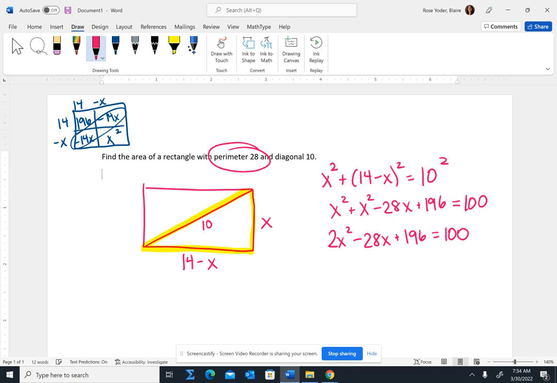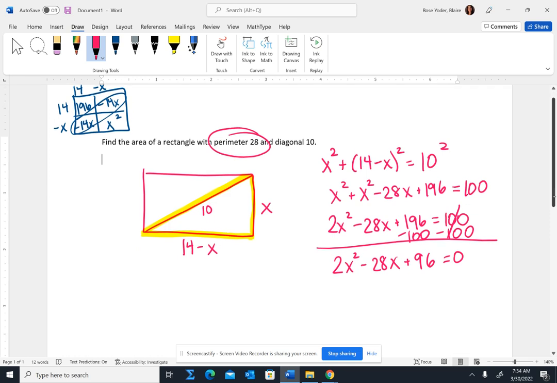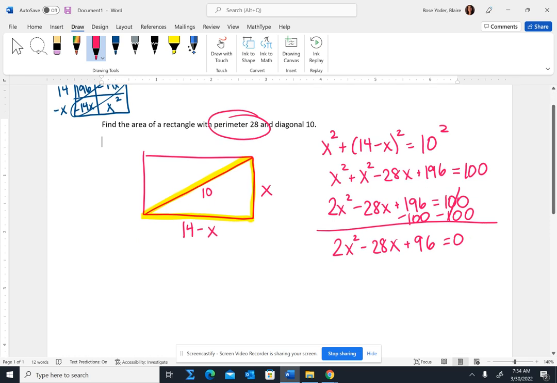Well, what do we know about solving quadratic equations by factoring? We have to get them equal to 0. So I'm going to go minus 100 on both sides. We've also learned that if everything in the equation is divisible by 2, then you can go ahead and divide both sides of that equation by 2. So I'm going to have 1x squared, I'm going to have minus 14x, and I'm going to have plus 48. And then luckily 0 divided by 2 is still 0.